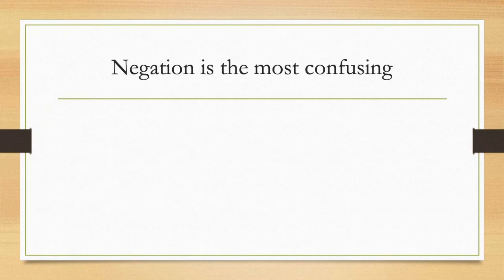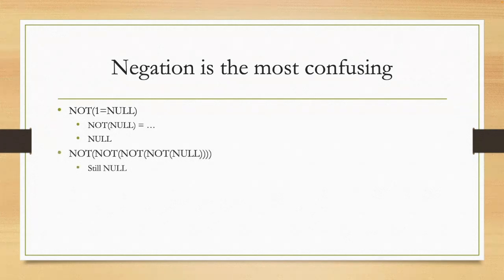Negation is really the most confusing part. So let's say I have not 1 equals null. Throw out your thoughts that 1 equals null is going to be false. That's null. Not null is, again, null. So I don't know what the value is. I don't know if it's true or false. I don't know anything about it. I have to call it null.